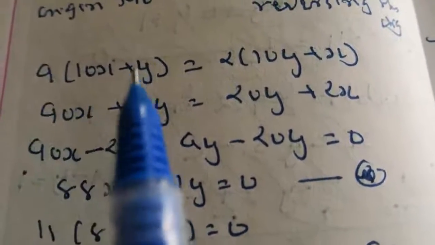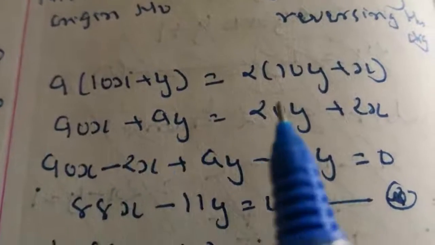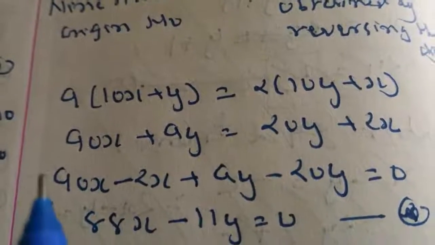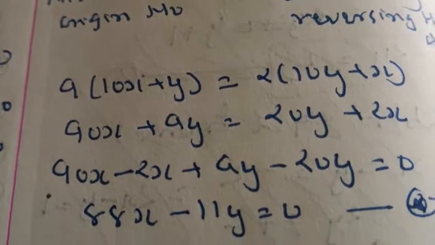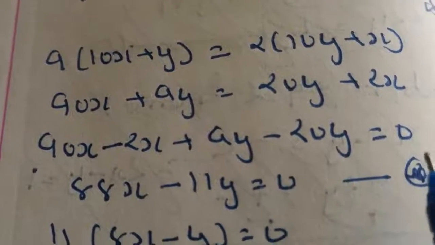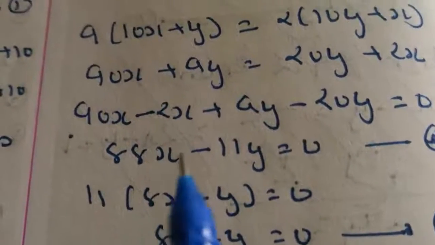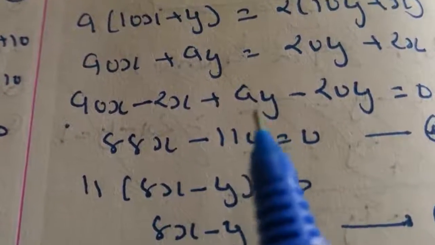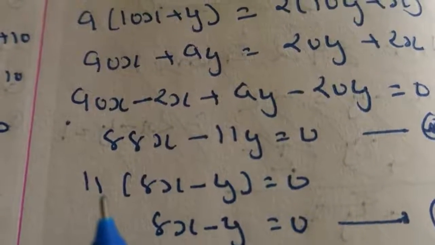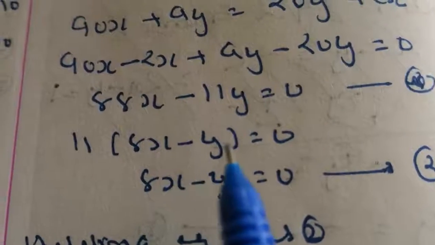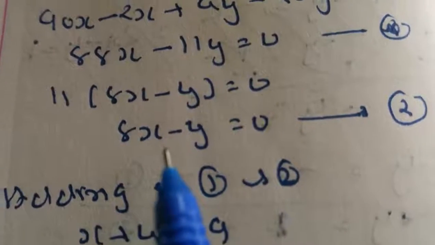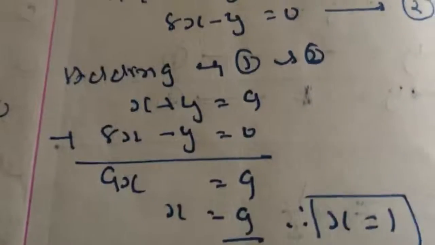Multiplying 9 to 10X and Y. So 90X plus 9Y is equal to 20Y plus 2X. Shifting 20Y and 2X to the left hand side, 90X minus 2X plus 9Y minus 20Y is equal to 0. 90X minus 2X is 88X and 9Y minus 20Y is equal to minus 11Y. Taking 11 as common, I am going to get 8X minus Y is equal to 0. So my second equation is 8X minus Y is equal to 0.